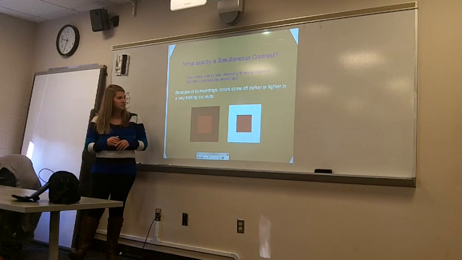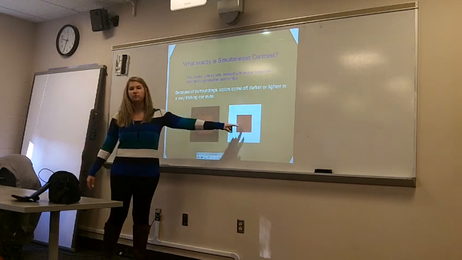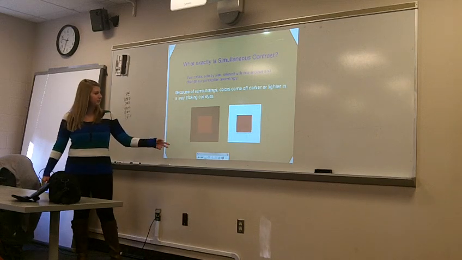And the example that I used was black and white and then putting a red block in the middle of it, so that because of the darkness it makes the red look darker here, and because of the white it makes it look brighter even though it's the exact same color red.